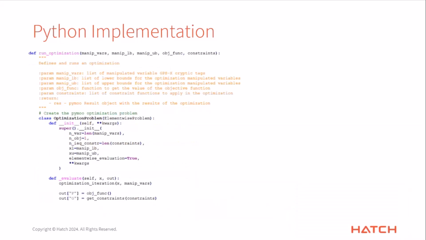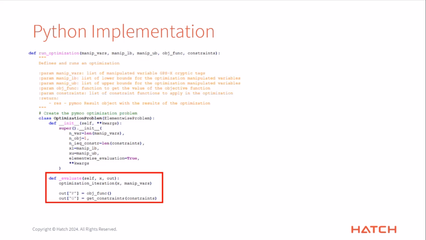So if we take a look at that run optimization function, you can see here, what we're doing is we're defining an optimization problem class. That just provides to PyMu the kind of definition of what our optimization problem is going to be. So it says how many manipulated variables we have, how many objective functions, how many constraints, and then what the bounds that it can work with for those manipulated variables are.